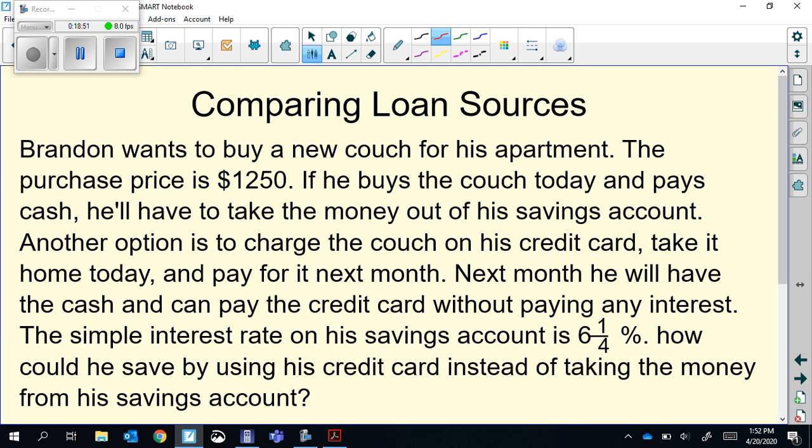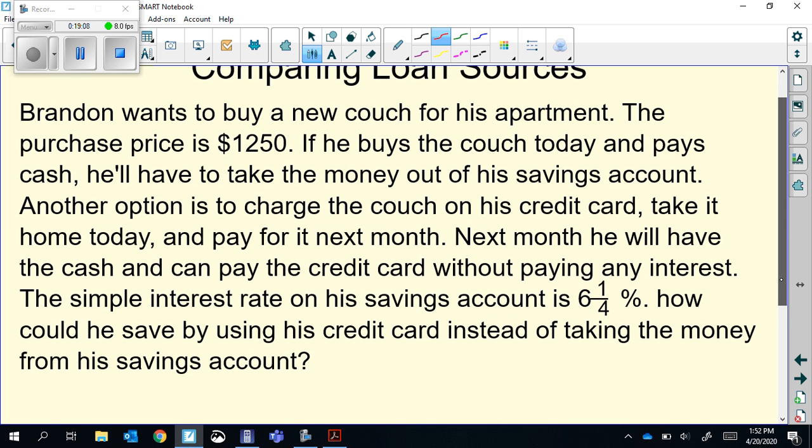They don't charge interest until after you don't pay the entire credit card off. So if you only made a partial payment, that's when they start to charge interest usually.